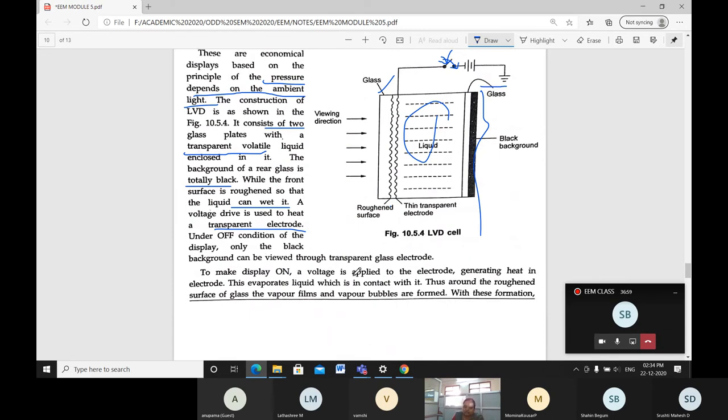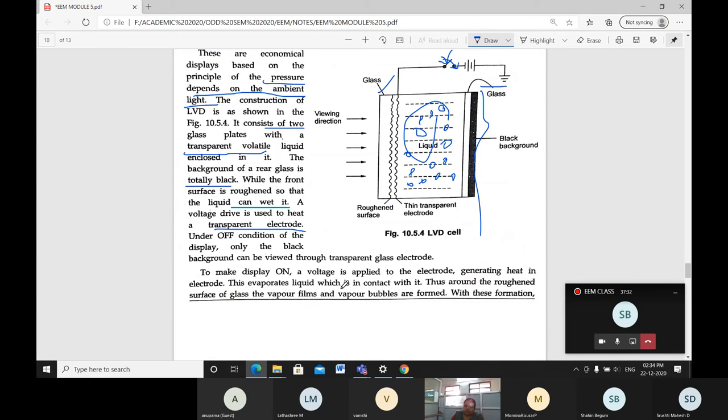a voltage is applied to the electrodes. Means the liquid starts heating up, generating heat in the electrodes. This evaporates the liquid, and small bubbles will come, like when you are heating water using your heater. Initially you will not get any bubbles. After heating up, you will get air bubbles in your water, right? In the same way it works here also.